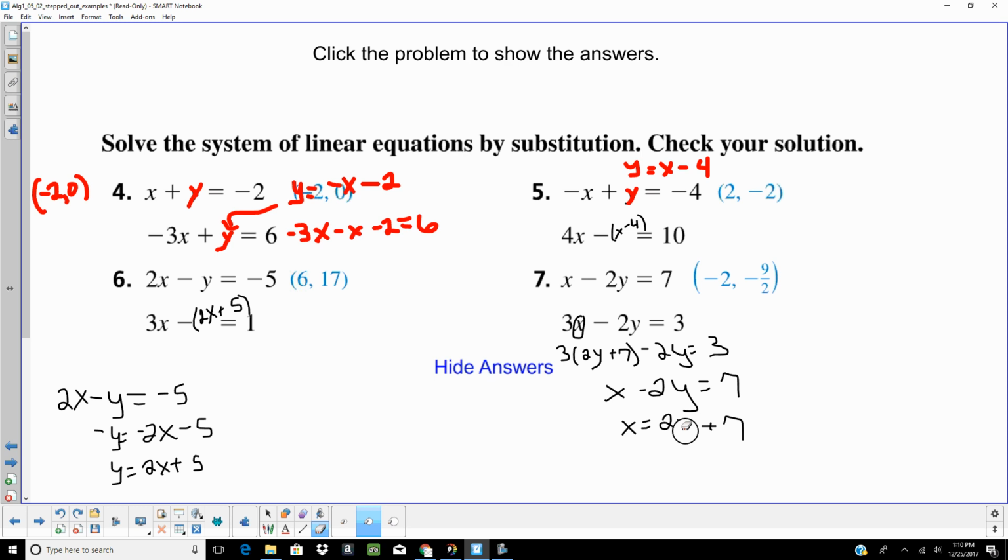I'm going to make that y look a little bit better. It's a sloppy mistake that can screw you up. And when you solve for y, you're going to get -9/2. Plug that back in, solve for x, and you get -2.